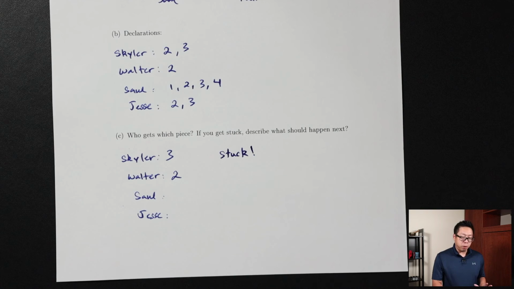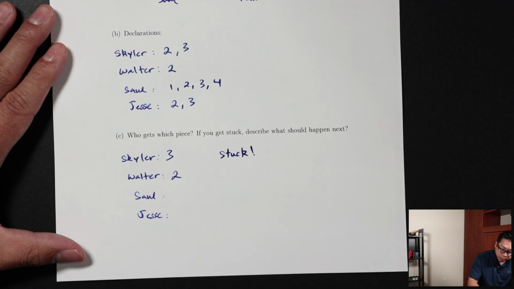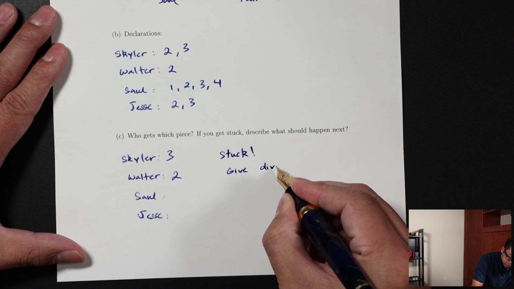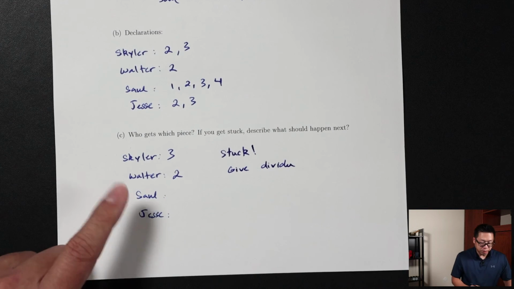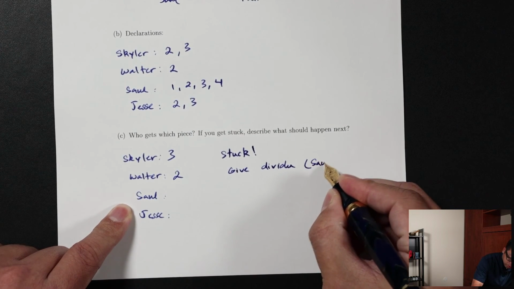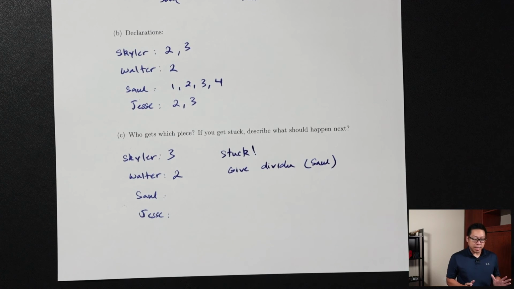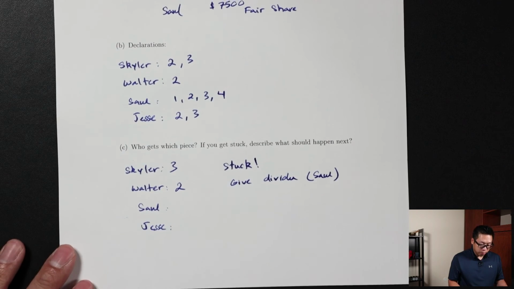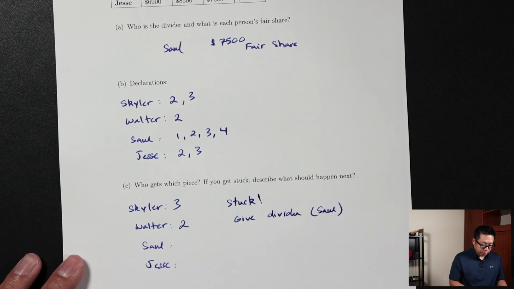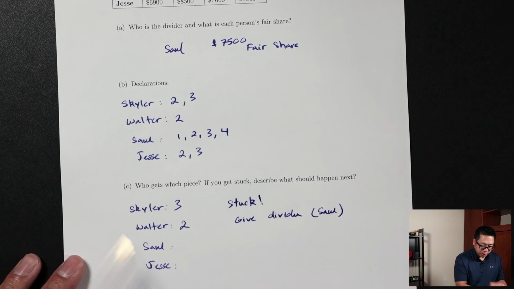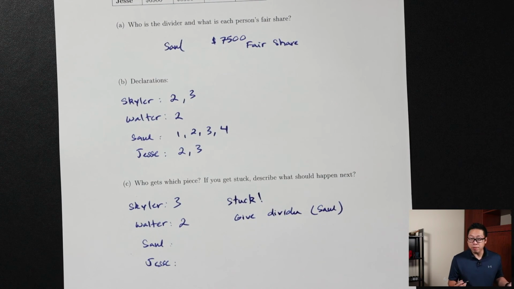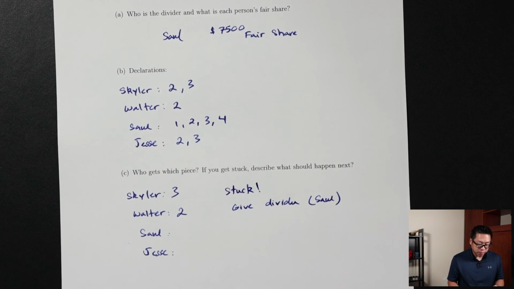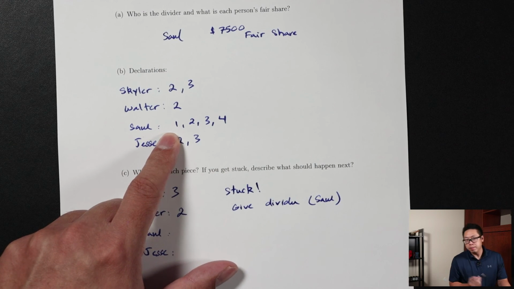So when you get stuck in this process, what happens is we're going to give the divider, in this case will be Sol, one of the pieces that no one's fighting over. Looks like everyone else wants 2 or 3, right? So the pieces that are not being fought over are 1 or 4. Okay, doesn't matter which one you give to Sol, but let's give him 1 or 4. Which one? Let's give him 4.